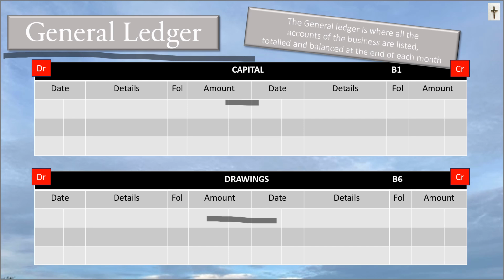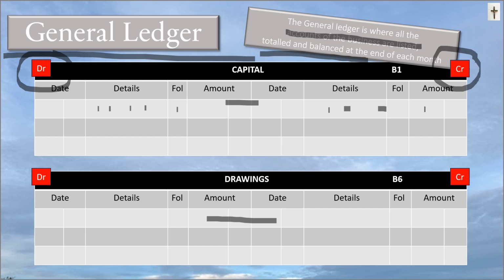Obviously I've only got two accounts here, but all the accounts of the business will be kept in the general ledger. There it says the general ledger is where all the accounts are kept. They're totaled and balanced at the end of each month. You will see we will put in entries here in the general ledger. The account will either be debited or credited according to accounting rules.